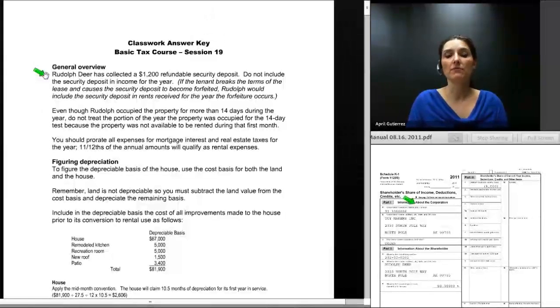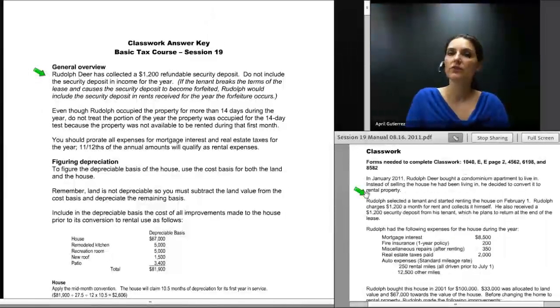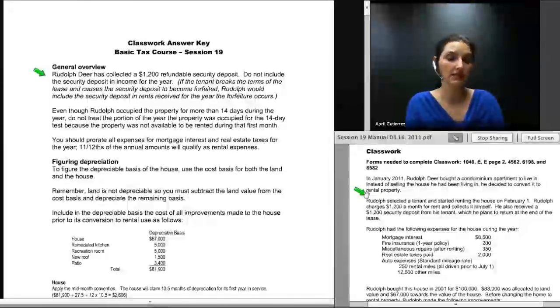In the wording of the problem for the assignment, let me just scroll to that now. I told you that Rudolph selected a tenant and started renting the house on February 1st, and that he charges $1,200 a month for rent, and he collects it himself, and that he also received a $1,200 security deposit from his tenant that he plans to return at the end of the lease.